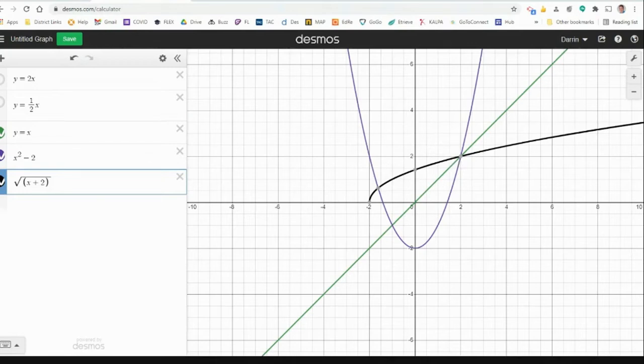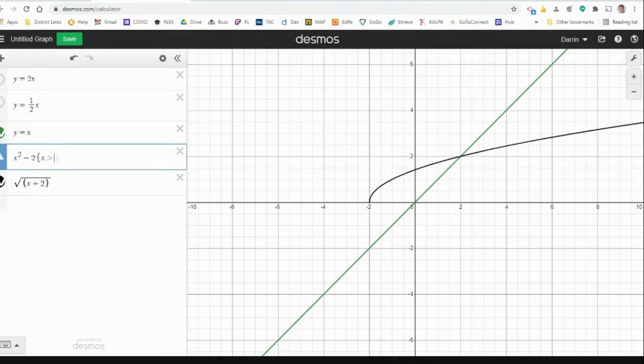If we limit the domain on the first one to say x is greater than 0, we see the true reflection there. That's where the domain and the range come in. The domain of this one is the range of that one.